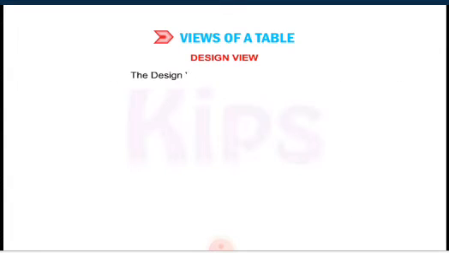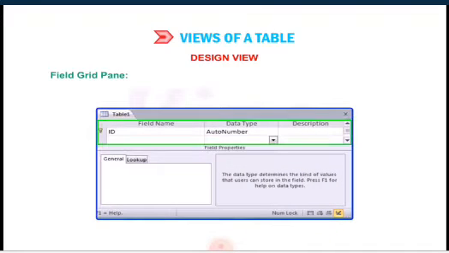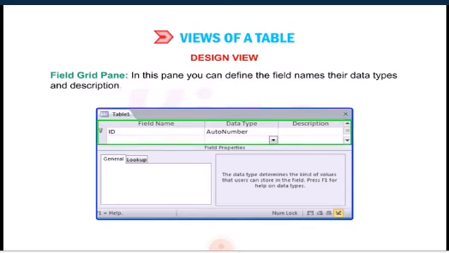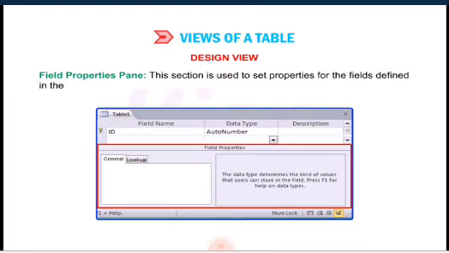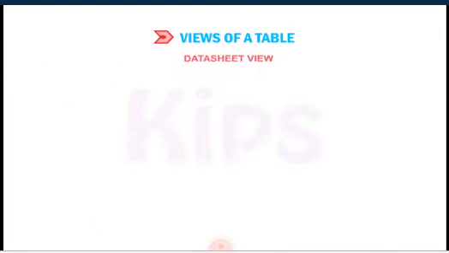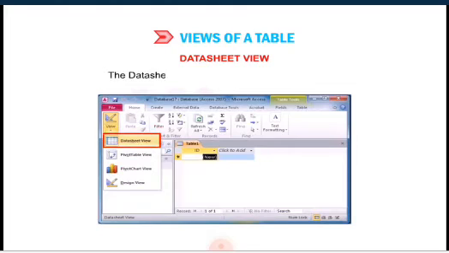The design view is divided into two parts. Field grid pane. In this pane, you can define the field names, their data types, and description. Field properties pane. This section is used to set properties for the field defined in the table. Data sheet view. The data sheet view is used to enter data in a table.